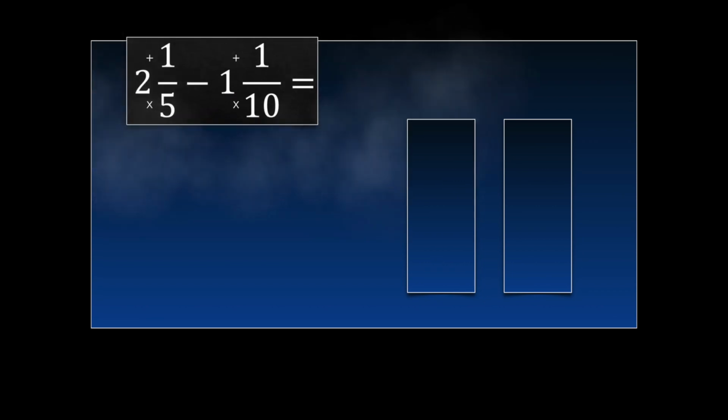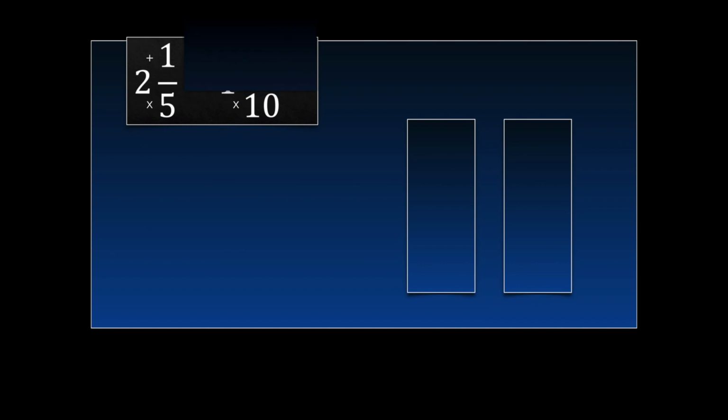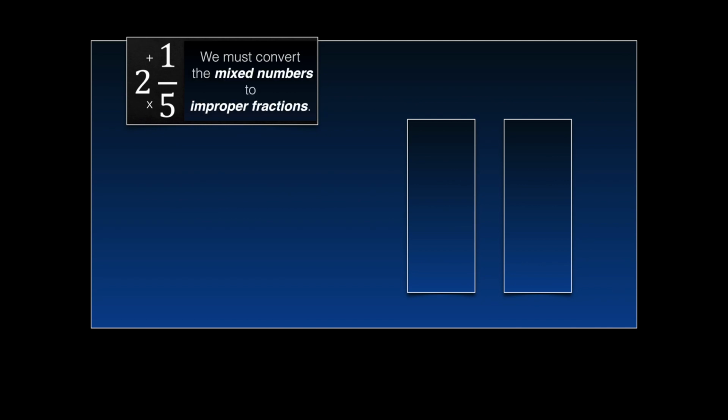Okay. So let's look at an example here. There's our original problem that we just had. And we're going to wipe out that part of it. And we're just going to convert 2 1/5 into an improper fraction. We must convert the mixed numbers to improper fractions to easily add them together. So we do 2 times 5 plus 1, and we get 11.